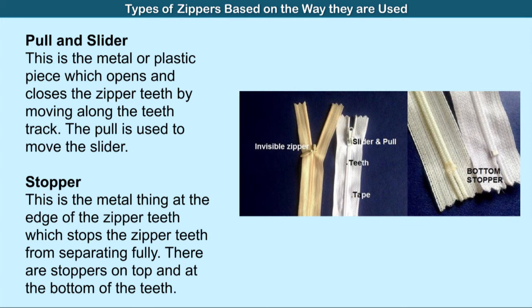Next one is stopper. This is the metal thing at the end or edge of the zipper teeth which stops the zipper teeth from separating fully. There are stoppers on the top of the teeth and at the bottom. For a separating zipper, instead of a bottom stopper, there is a box and pin mechanism which closes the zipper and slides it open.